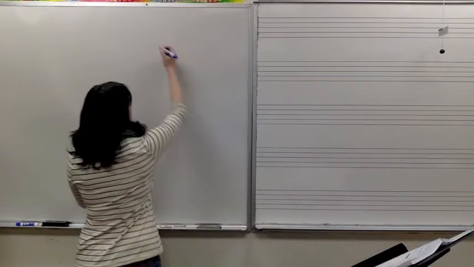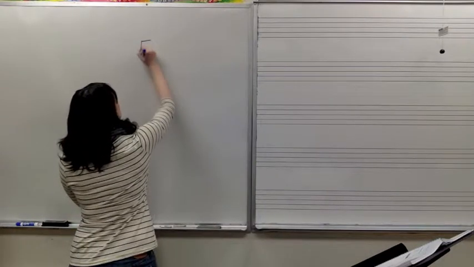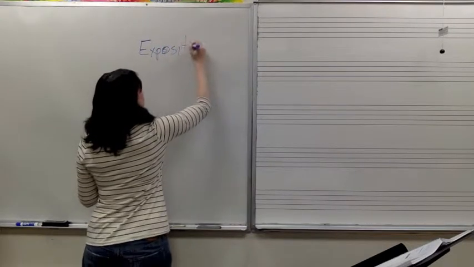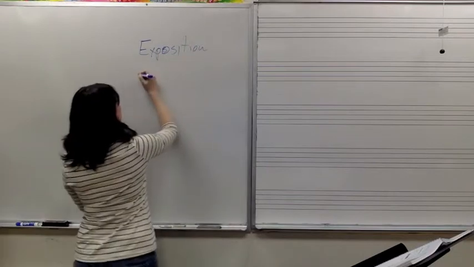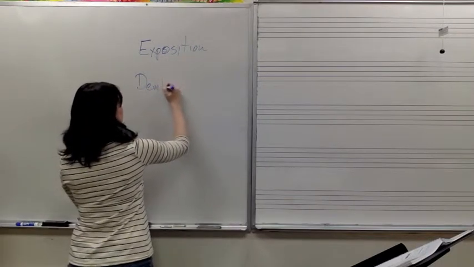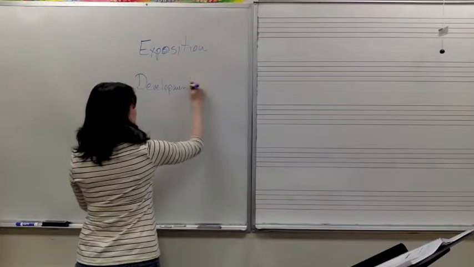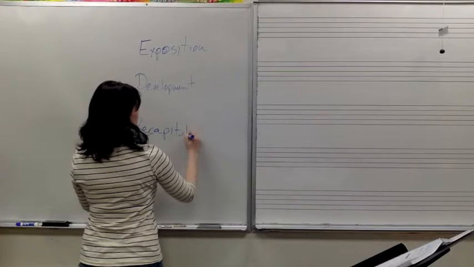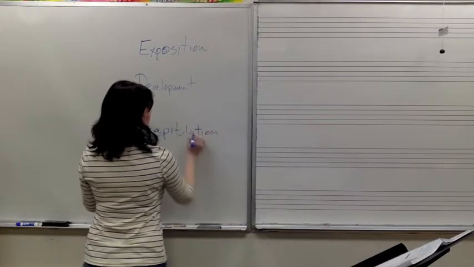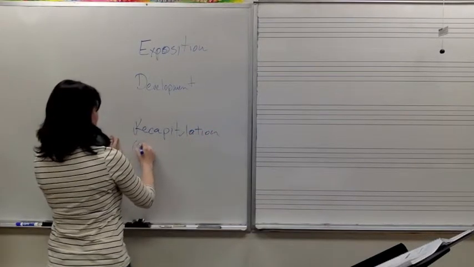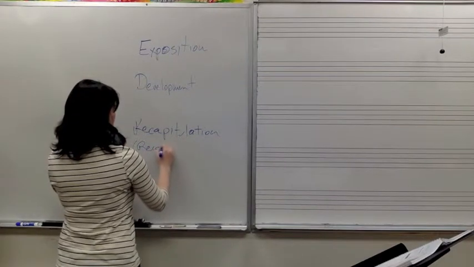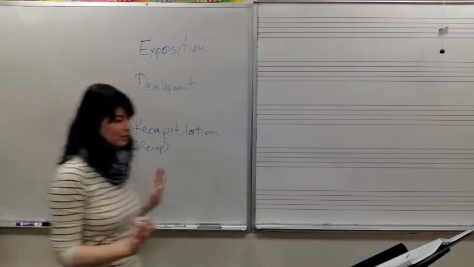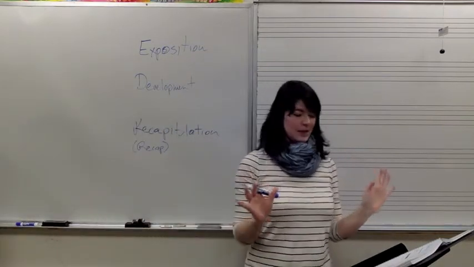So there is the exposition, the development, and the recap or recapitulation. Recap for short. Everybody calls it the recap. All right? Those are the three parts of the sonata form, and that's really what it comes down to.